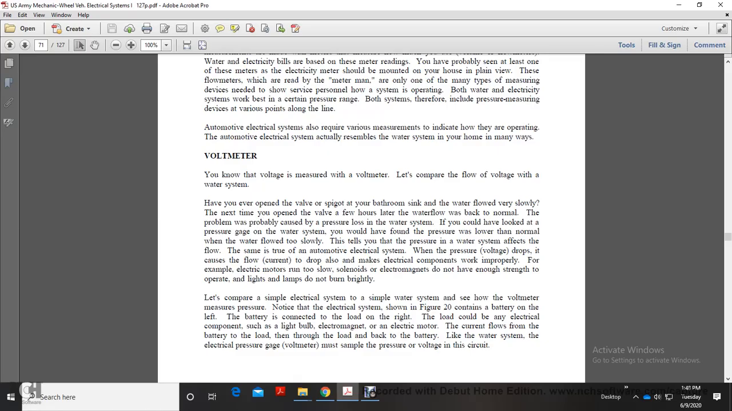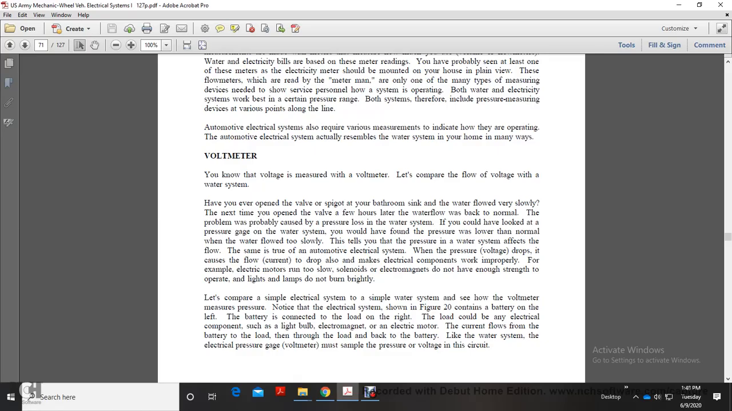Voltmeter. You know that voltage is measured by the voltmeter. Compare the flow of voltage with the water system. Suppose you open the valve of the spigot at the bathroom sink and the water flows very slowly. The next time you open the valve, a few hours later, the water flows back to normal. The problem was probably caused by a pressure loss in the water system.